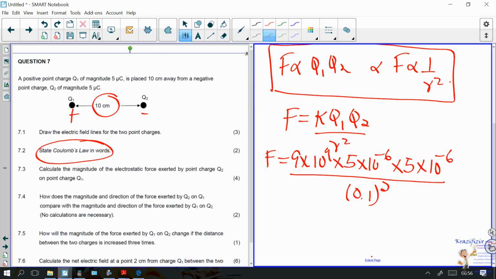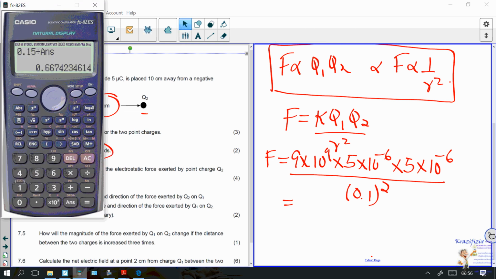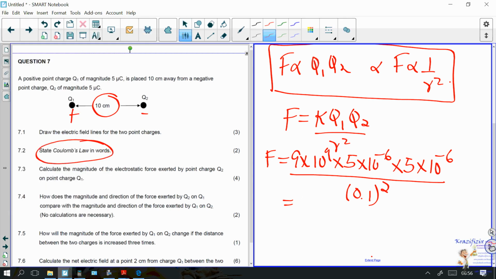What's my answer? You see, this question is quite straightforward, and some of you will be praying we get this in an exam. 9 times 10 to the power 9 times 25 times 10 to the power negative 6 times negative 6 gives negative 12, divided by 0.1 squared, and my answer is 22.5 newtons. The question says the magnitude, so we don't need the direction.